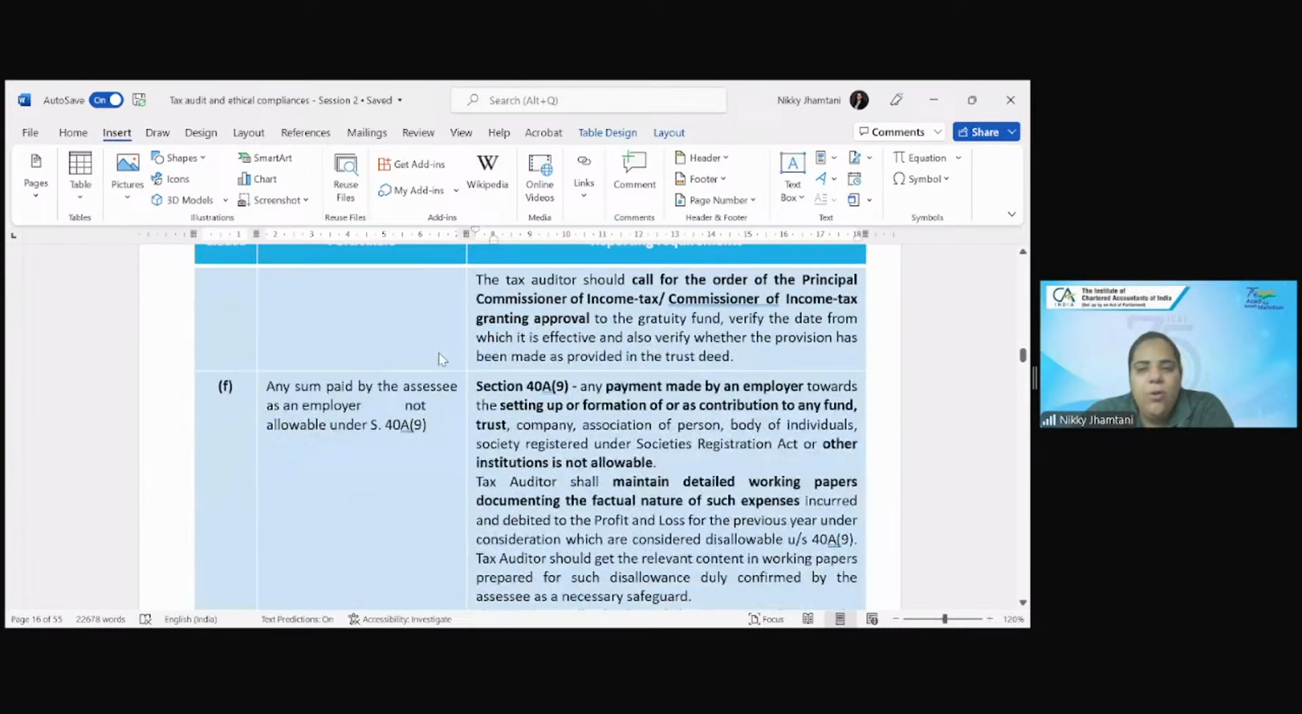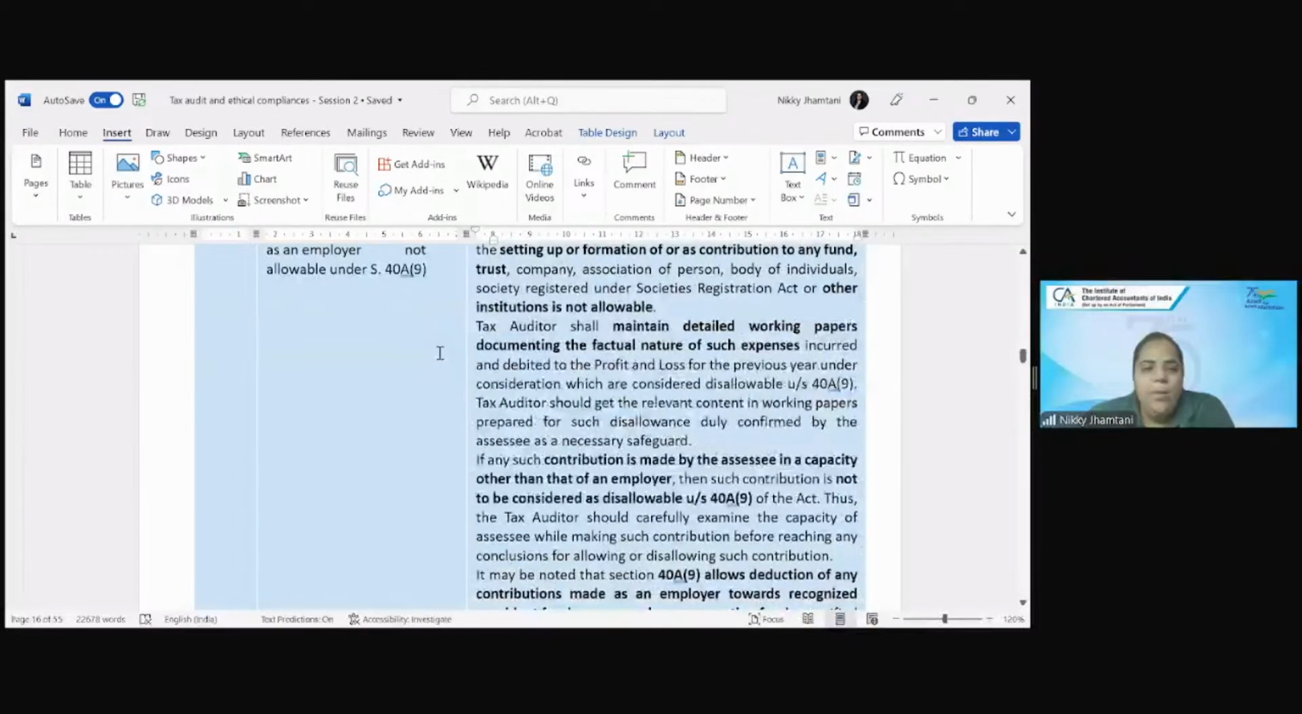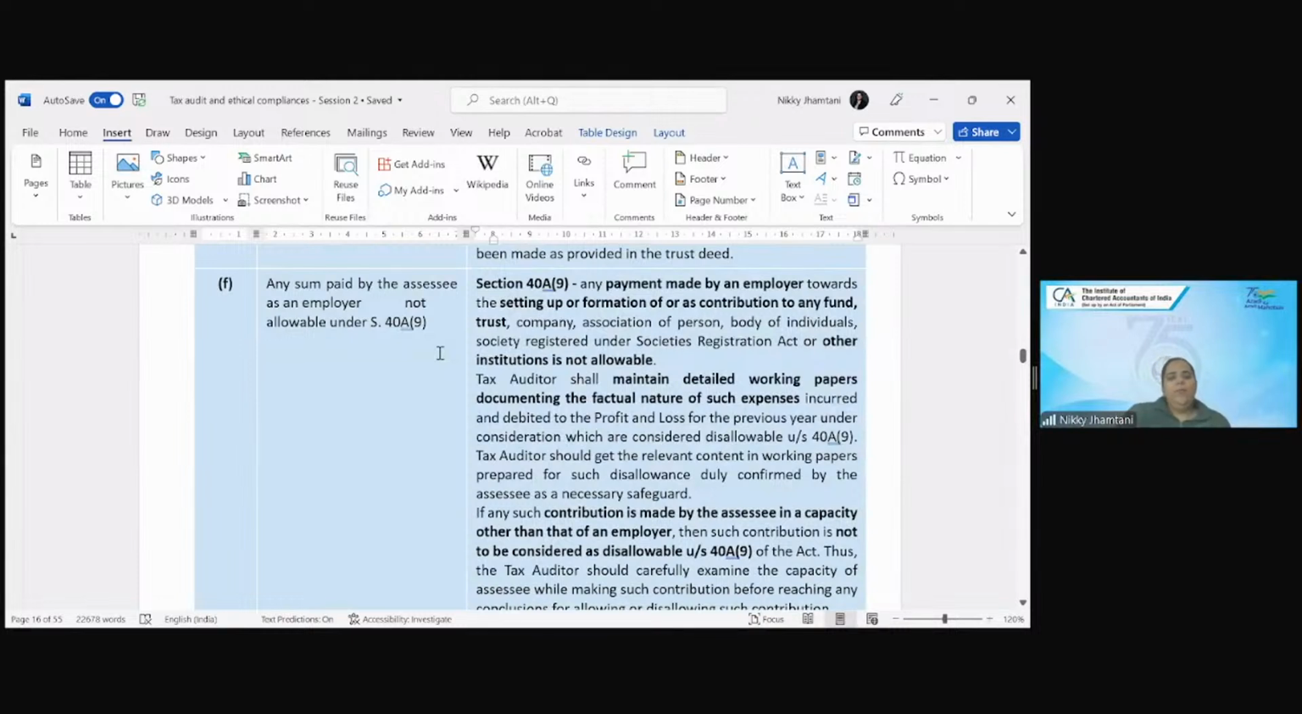The tax auditor should call for the order of the Principal Commissioner or Commissioner granting approval to the gratuity fund, verify the date from which it is effective, and also verify whether the provision has been made as provided in the deed. Any sum paid by the assessee as an employer is not allowable under section 40A(9). So section 40A(9) provides that any payment made by an employer towards the setting up or formation of, or contribution to, any fund, trust, company, AOP, body of individuals, society registered under the Societies Registration Act or other institutions is not allowable.